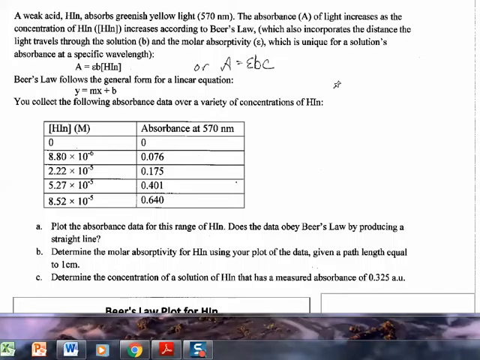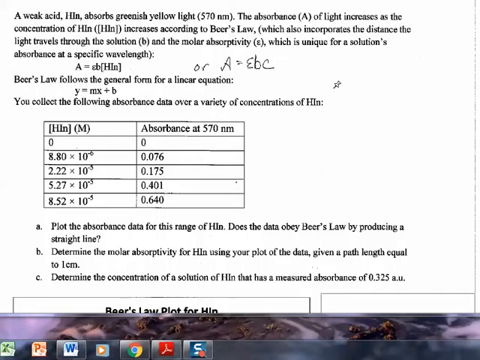The absorbance of this light increases as the concentration of the indicator increases, according to Beer's law, A equals epsilon b c. This also incorporates the distance the light travels through the solution, called b, and the molar absorptivity, given the symbol epsilon, which is unique for a solution's absorbance at a specific wavelength. Specifically for our problem, A equals epsilon b times the concentration of our indicator. Beer's law follows the general form of a linear equation, for which the intercept b is equal to 0.